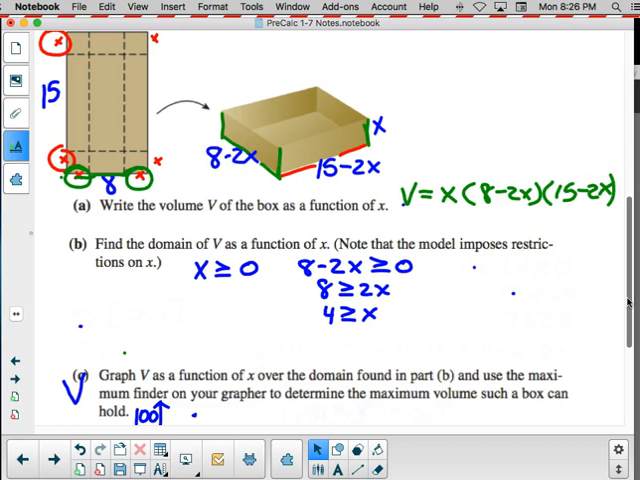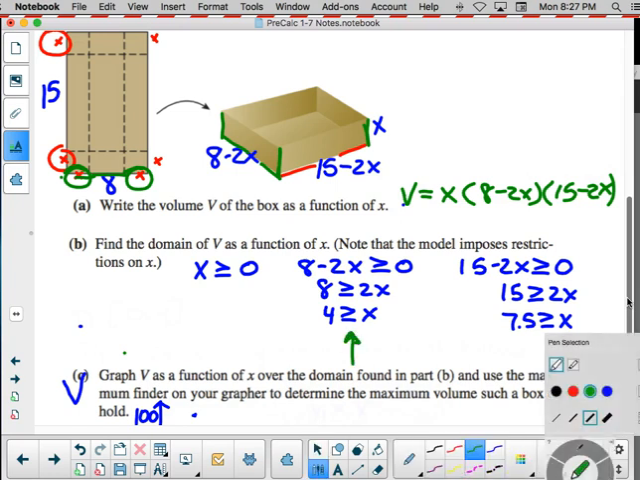Now, the other piece that limits it is 15 minus 2x. So if I look at that, 15 minus 2x has got to be greater than or equal to 0. And I solve this again, and I find out that 7.5 has got to be greater than or equal to x. The thing that's limiting this entire function, or this entire volume, maybe I should say, is the fact that 7.5 is bigger than 4. Once I have a 7.5, I can't take 15 away from 8 and be able to get the length of a side. So I have to consider that x can't be bigger than 4. So this is my limiting factor right here.